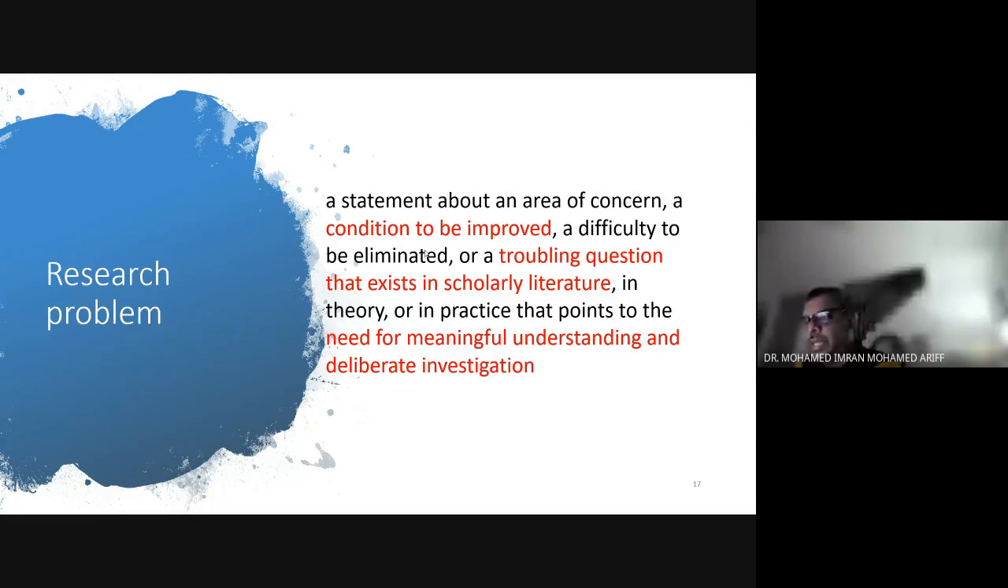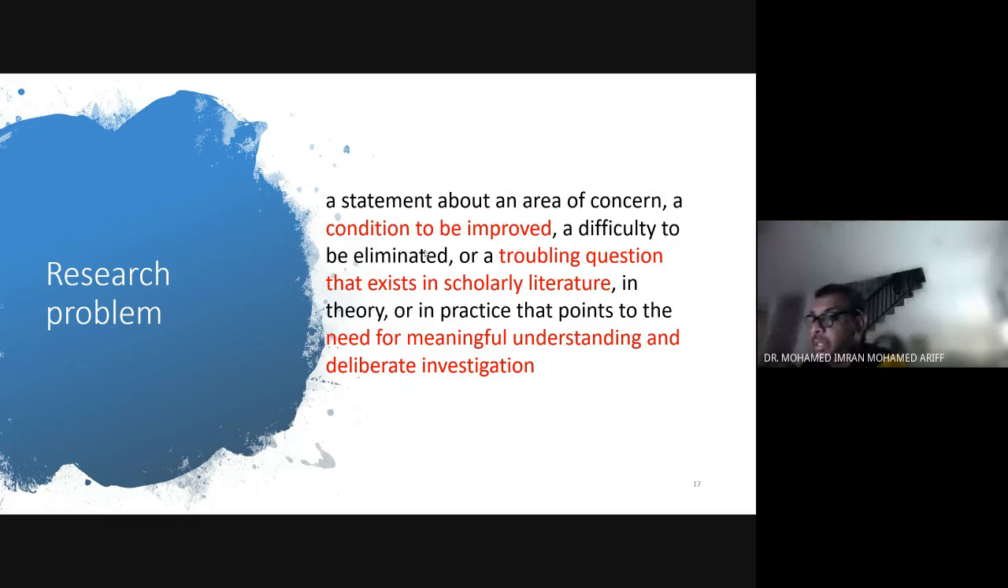Kenapa saya kata do not worry? Yes, you will ask yourself, I tak jumpa gap lagi. Memang you takkan jumpa gap. But the gap will come to you. You bacalah 1001 journal and you won't find the gap. But insyaAllah you will find the gap and you will find that problem.